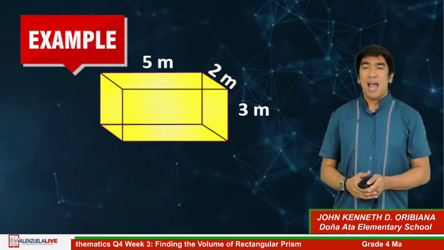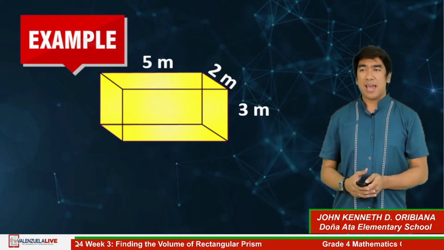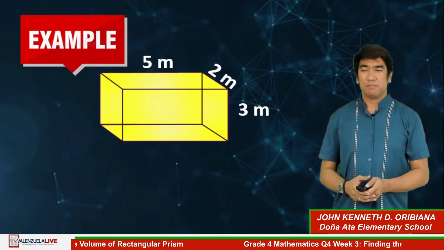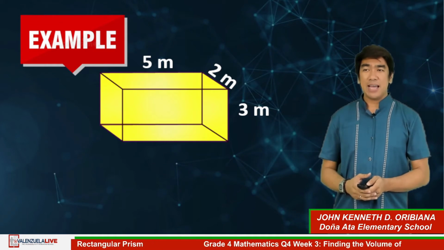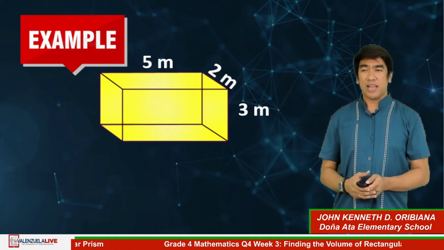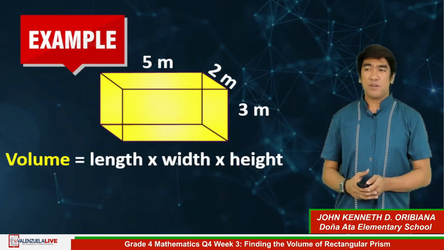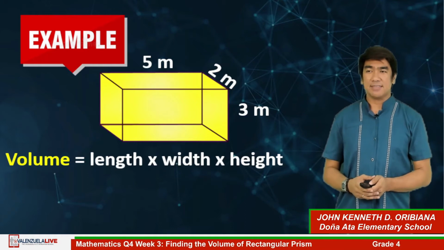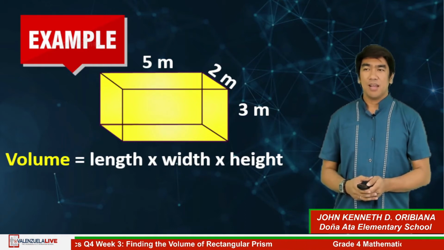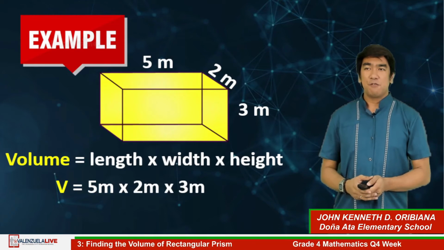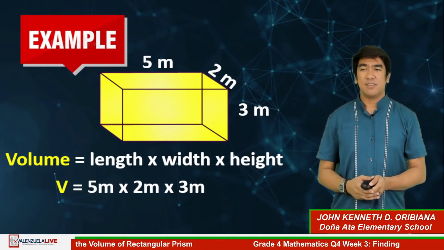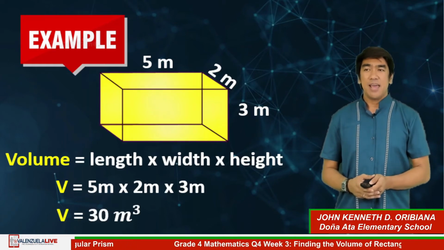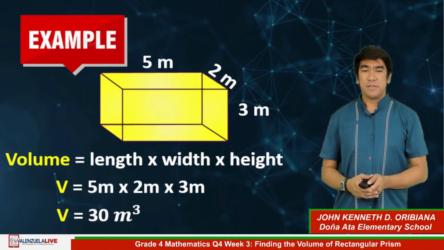Next example, a rectangular prism with 5 meters by 2 meters by 3 meters. Don't forget the formula in getting the volume of a rectangular prism. Volume of a rectangular prism is equal to length times width times height. Therefore, we have 5 meters times 2 meters times 3 meters, and the volume of this rectangular prism is 30 cubic meters.